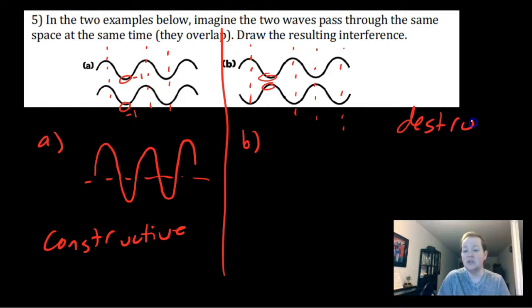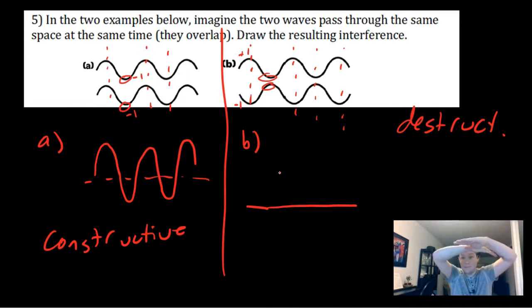This is destructive. What's +1 combined with -1? That's 0. What's -1 combined with +1? Still 0. This wave would totally cancel out. If I laid them on top of each other, it's weird, but you'd have a flat line because they're canceling.